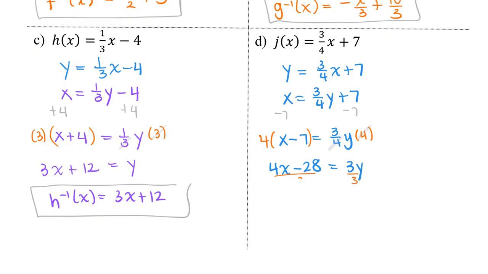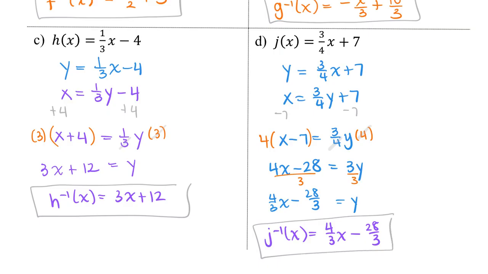You can do a big fraction or you can do a bunch of little fractions. Okay, so y equals 4 thirds x minus 28 over 3. Okay, I found y, but I'm actually trying to find the inverse of j. So this is j inverse of x is going to be 4 thirds x minus 28 over 3. And then that's my inverse function. And again, if I graphed it, I could verify that it looked about correct.